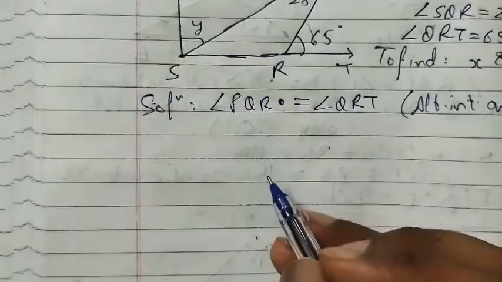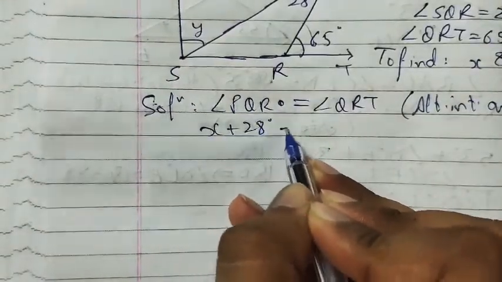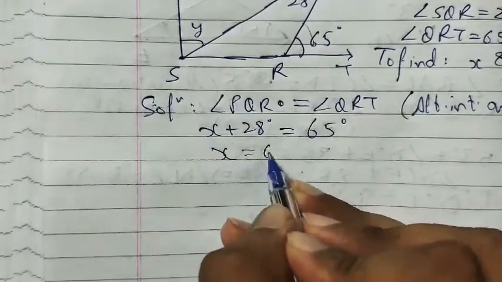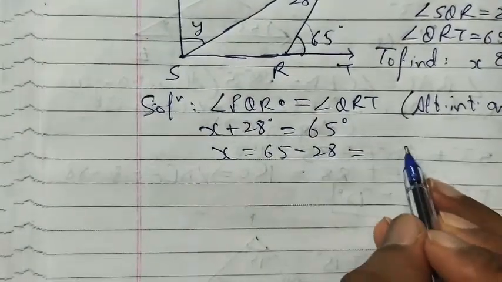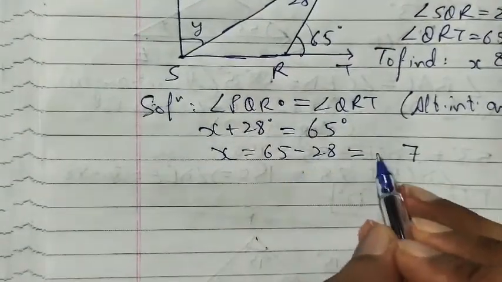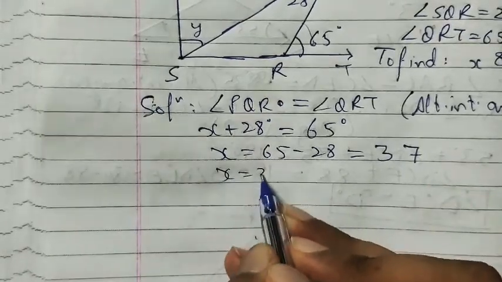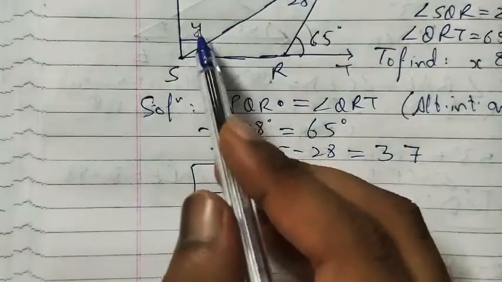So PQR can be written as X plus 28 degrees, right, is equal to 65 degrees. QRT is 65, so X is equal to 65 minus 28. So 15 minus 8 is 7 and 5 minus 2 is 3. So 37 degrees is X. So X is equal to 37, right? Next we have to find Y also.